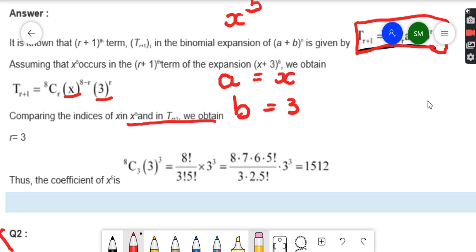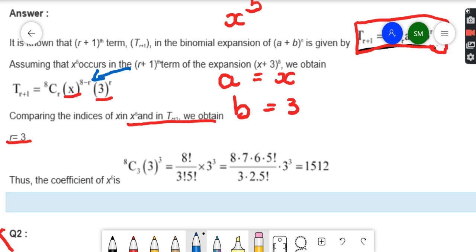Okay, now how to find x raised to 5? It means for what value of r you will get 5 over here. So put r is equal to 3, that is very simple and easy to understand. When you put r is equal to 3 in this expansion, in this power, you will get x raised to 5.